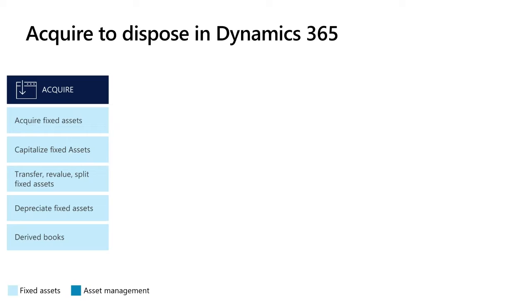The first step in acquire to dispose is acquire. In this step, we record the asset as a fixed asset so we can track the value, capitalize the asset, depreciate it, or otherwise manage the financials on our assets.